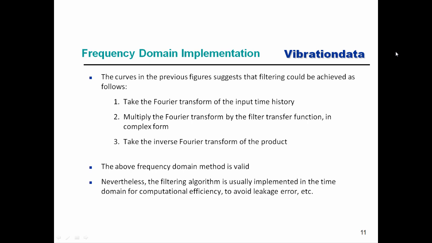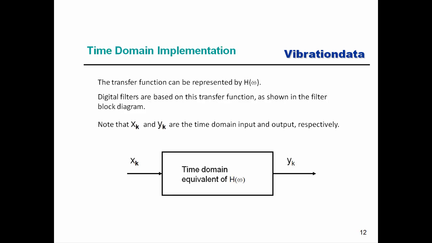And that would actually be a valid approach, but we don't use it for a couple of reasons. One is the time domain method is more computationally efficient. And also when we go about doing our Fourier transforms, there are some error sources that we could encounter, like a leakage error, for example. So those are some of the reasons we favor doing this filtering in the time domain. So what we're going to do is, let's say we take our transfer function and we'll represent it by H as a function of omega.